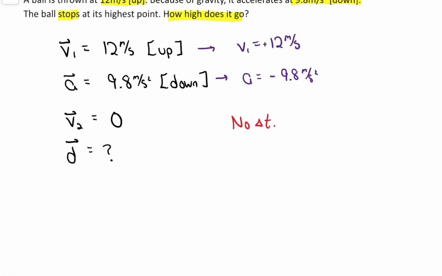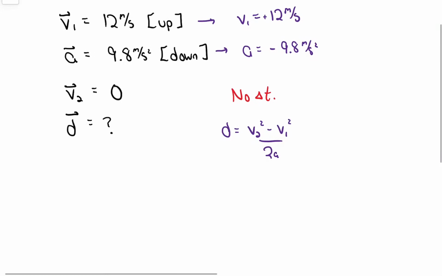so we'll go to that list of equations. The one that doesn't have a t is the one I sometimes call the difference of squares equation. And it looks like that. Now it's just a matter of plugging in and solving. Our V2 was 0, so we have 0 squared, take away the V1. The V1 was positive 12, which we'll have to square. All of that over 2 times negative 9.8.